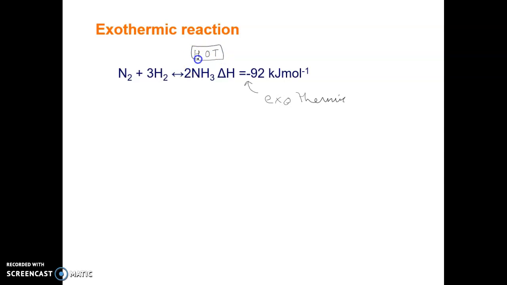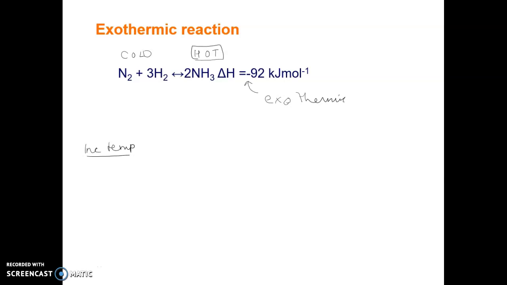Therefore, the right-hand side is at a higher temperature. The left-hand side is bound to be the opposite, which is endothermic. Therefore, the left-hand side is at a colder temperature, or it's the colder side, endothermic. So if you increase the temperature in this reaction, what would happen? Where would the position of equilibrium move to?